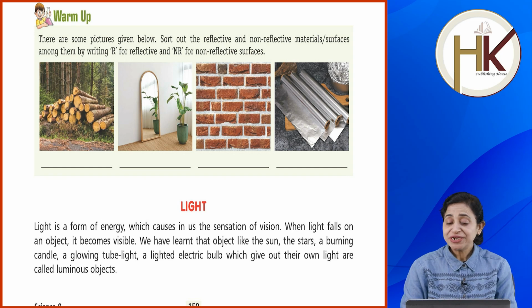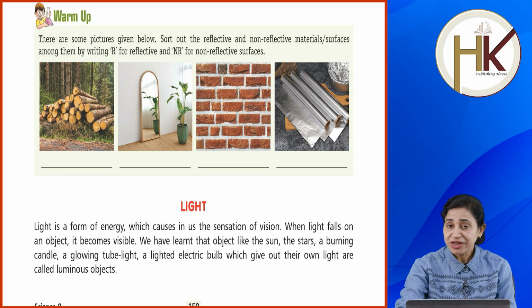Light is a form of energy which causes in us the sensation of vision. When light falls on an object, it becomes visible. We have learned that objects like the sun, the stars, a burning candle, a glowing tube light, a lighted electric bulb which give out their own light are called luminous objects. Do you know the property of light by which it travels in straight lines is called rectilinear propagation of light.